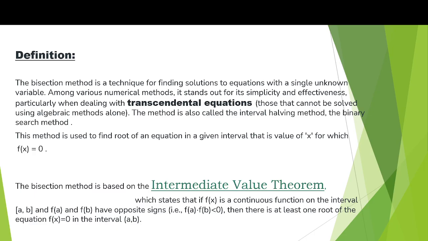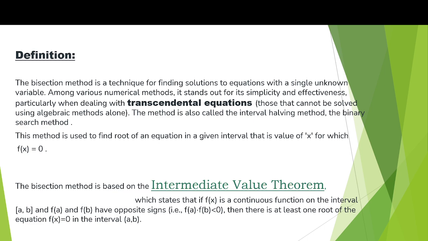The bisection method is a technique for finding solutions to equations with a single unknown variable. Among various numerical methods, it stands out for its simplicity and effectiveness, particularly when dealing with transcendental equations. These are equations that can't be solved using algebraic methods alone. This method is also called the interval halving method. This method is used to find the root of an equation in a given interval, that is, the value of x for which f of x is equal to 0.